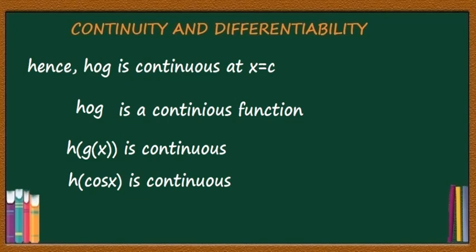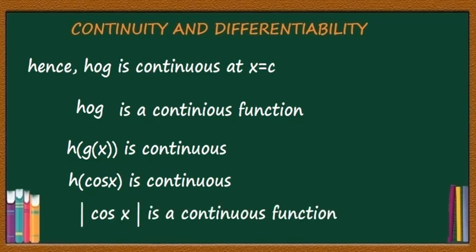And here what is h of x? h of x equal to mod x. What is h of cos x? Mod cos x is a continuous function. And this is the method of proving that a composite function is a continuous function. Here first you have to show that the functions are continuous, and then you have to show that the composite of the functions is also continuous.